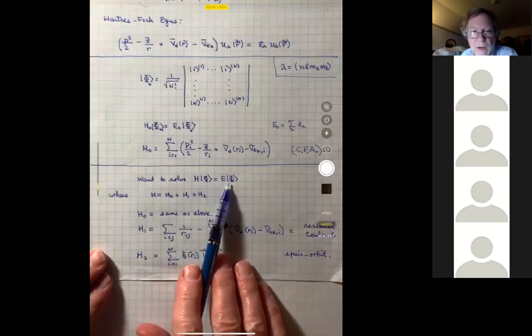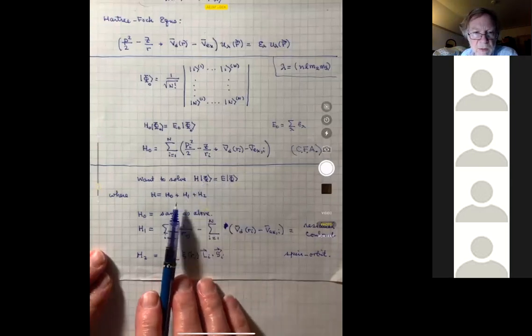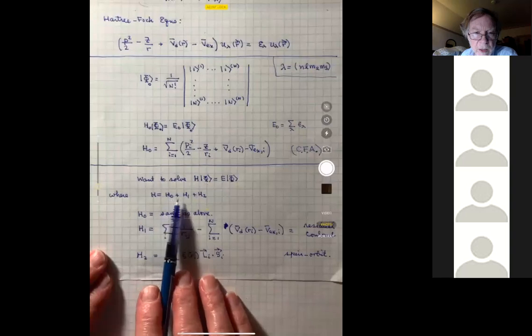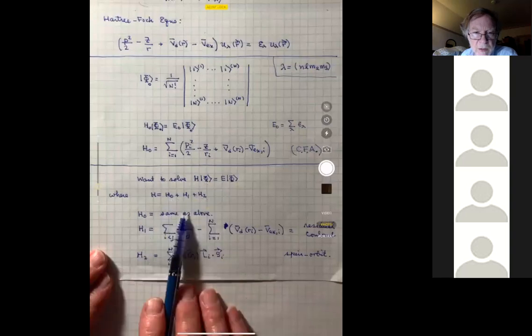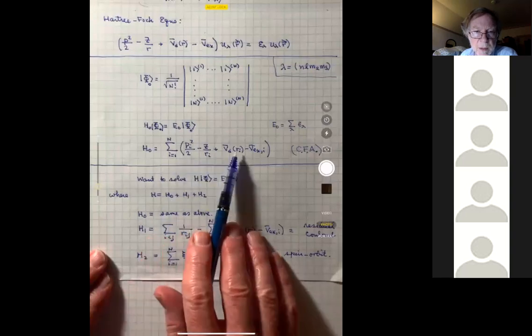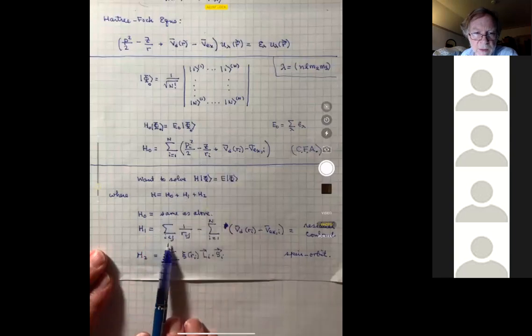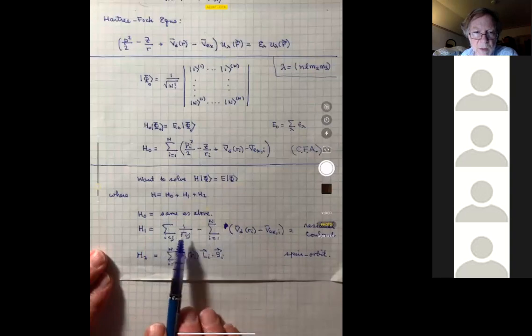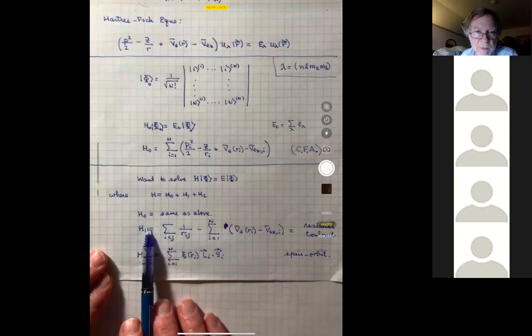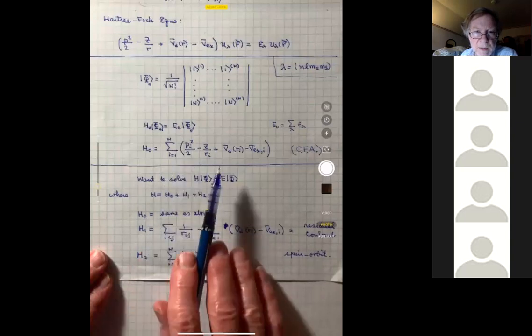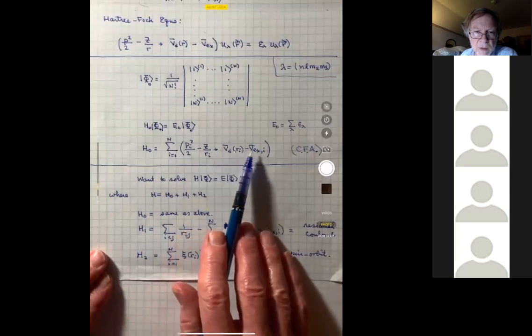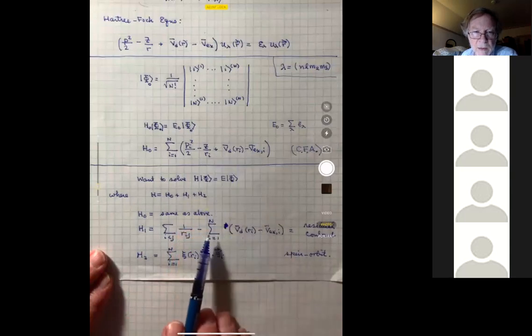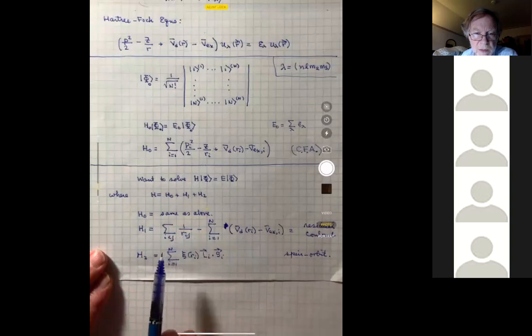H phi equals E phi, where the H has two terms, H0 and H1. I'll come to H2 in a moment, where H0 is this H0 that you see up above here. And the H1 is the exact inter-electron interaction minus the direct minus exchange potentials. So adding this H0 and this H1 gives you the electrostatic model, because these Hartree-Fock self-consistent potentials cancel out, and you're just left with the inter-electron potential.